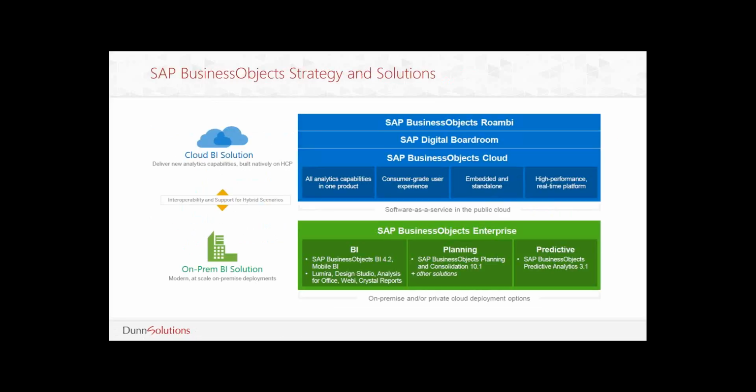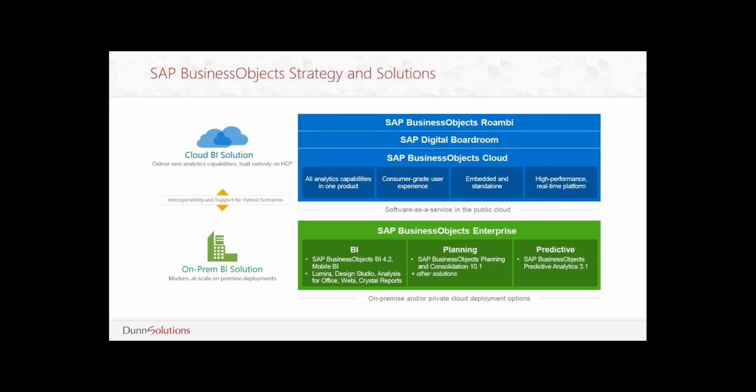So how does this all work? This is SAP's strategy for the different versions of Business Objects, the enterprise versus the cloud. Starting at the bottom, we have our traditional on-prem BI solution. This would be available, again, on-prem in your own data centers.